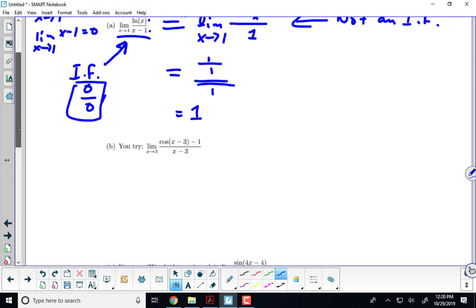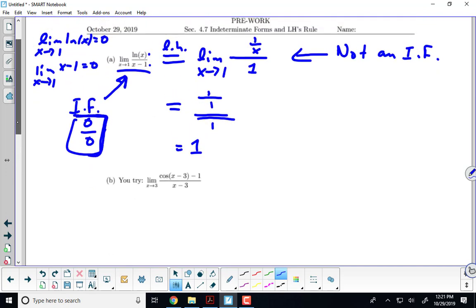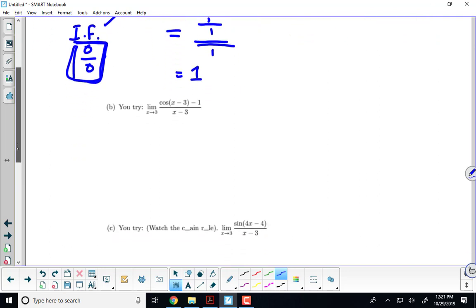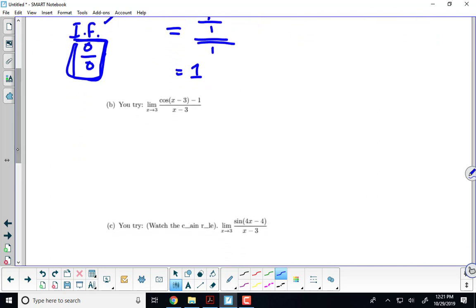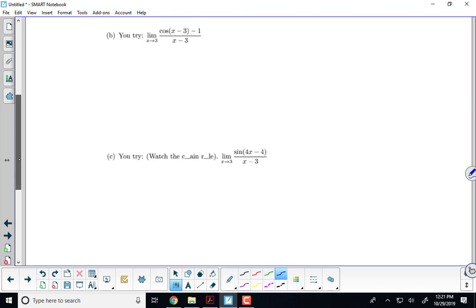Okay, so I'd now like you to try letters B and C on your own. What I want you to do is make sure you identify what the indeterminate form is, and then if appropriate, apply L'Hopital's rule, and go ahead and evaluate both these limits.